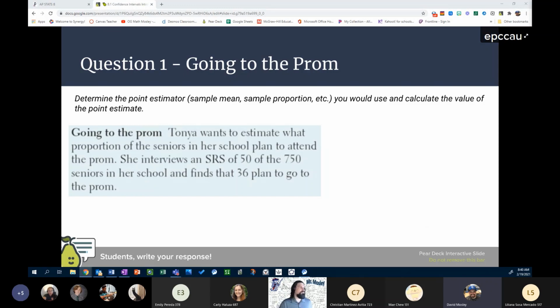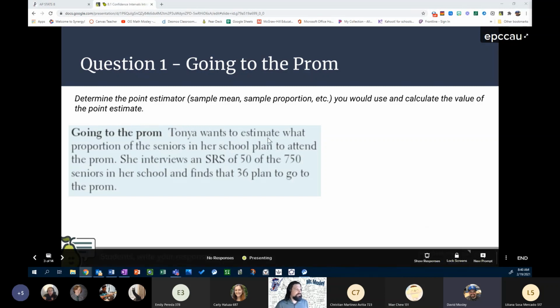All right, so question number 1, going to the problem. We need to determine the point estimator. The point estimator is a statistic. What statistic are we going to use? Sample mean, sample proportion, right? You would use and calculate the value of the point estimate. So determine what estimator you're going to use and what's that value based on the sample.